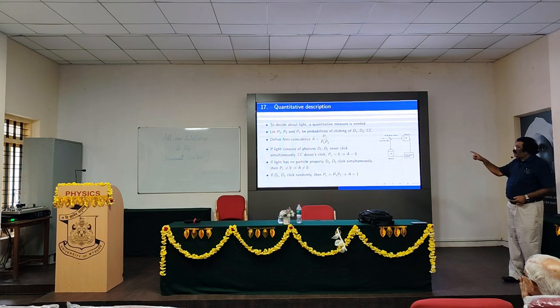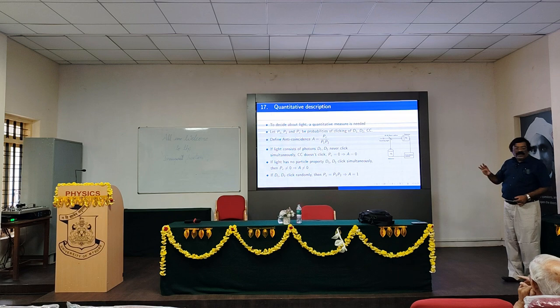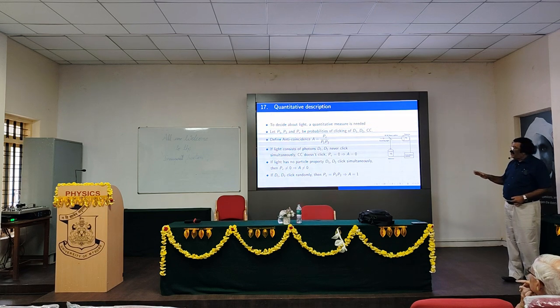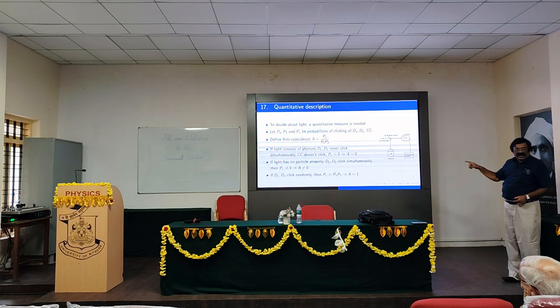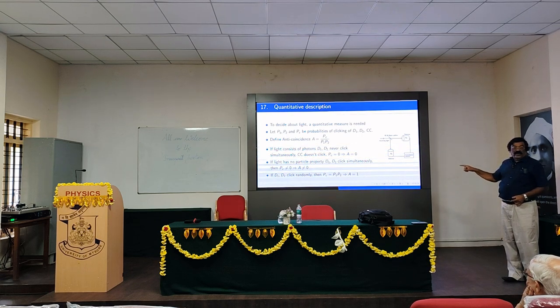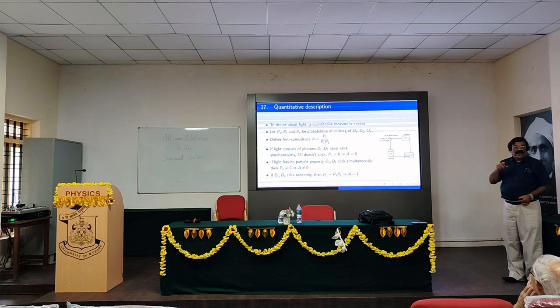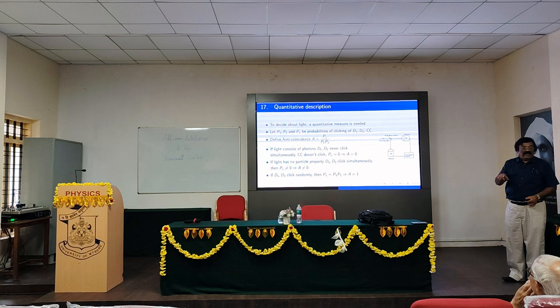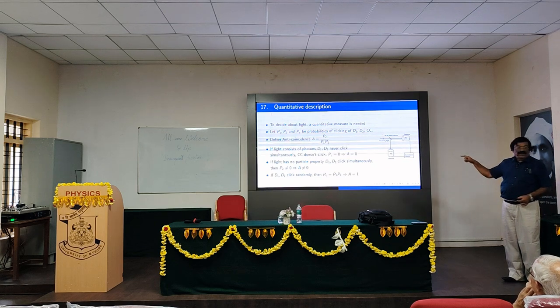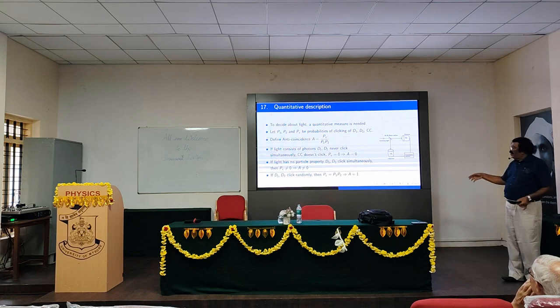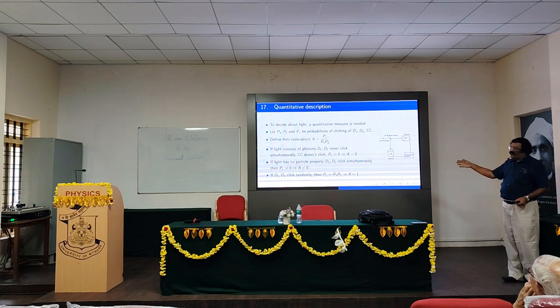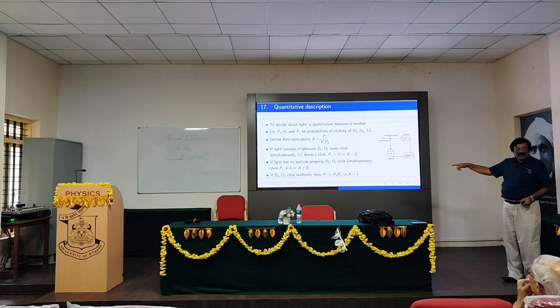If light consists of photons, D1 and D2 will never click simultaneously. CC does not click. Therefore, PC equals 0, and therefore A equals 0. So if in the experiment you calculate A and A turns out to be 0, then that supports the photon picture. If light has no particle property, say wave property, then D1 and D2 click simultaneously, so PC will not be 0 and therefore A will not be 0.